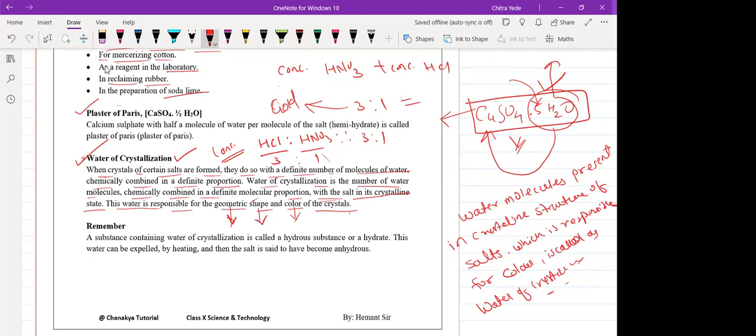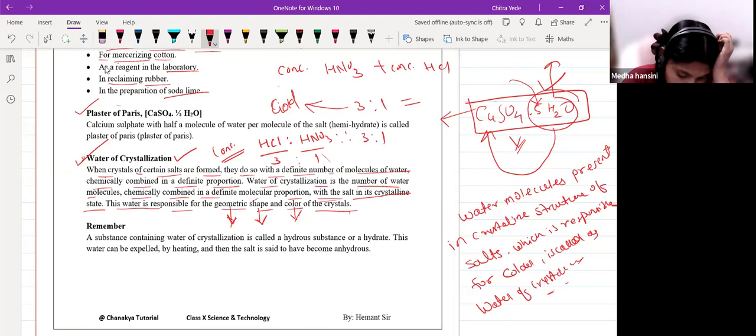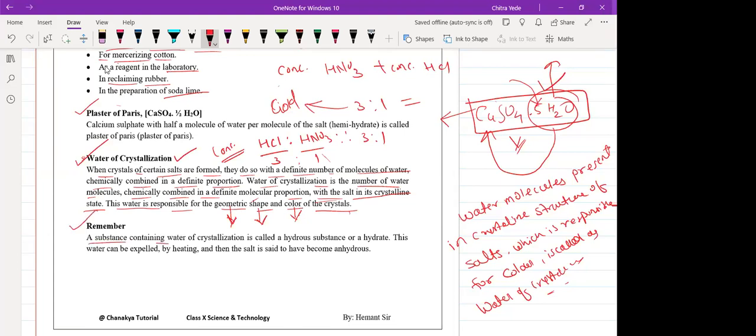Okay, everyone. So always remember, a substance containing water of crystallization is called a hydrous or hydrate substance. This water can be expelled by heating. If water is not present in the crystalline structure because it has been removed, then it is called anhydrous. Hydrous and anhydrous.